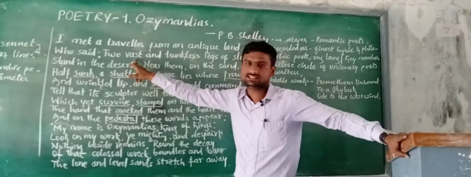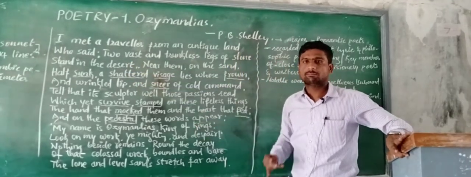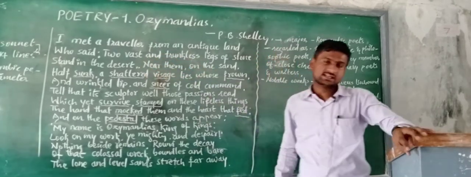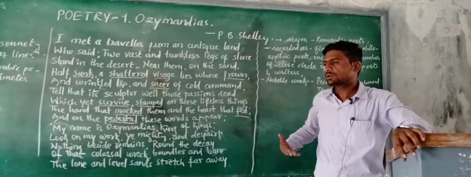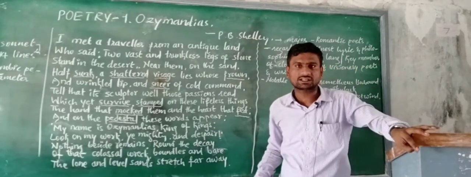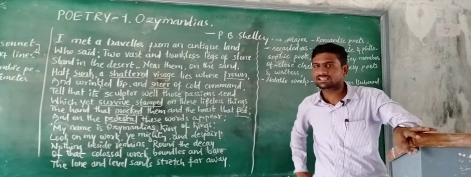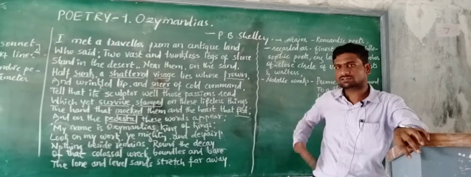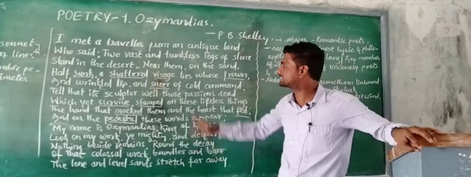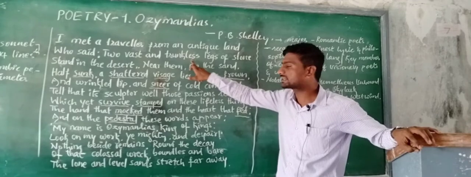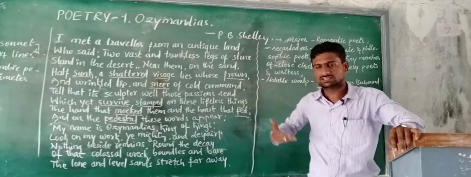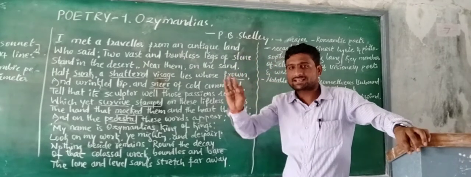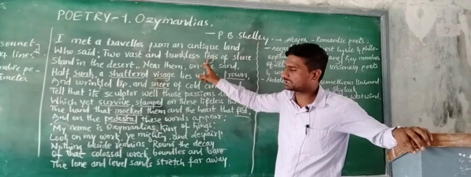Two, vast. Vast means big. Big means giant. Okay. Two, vast and trunkless. Trunkless means the half part of the body. Only the legs. There is no upper half part of the body, only the legs. See, two vast means two giant legs.